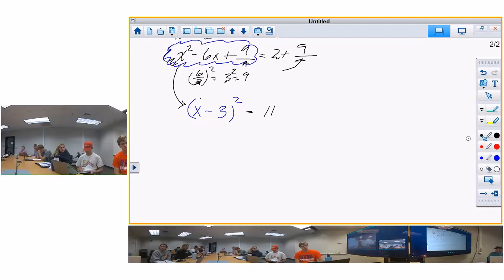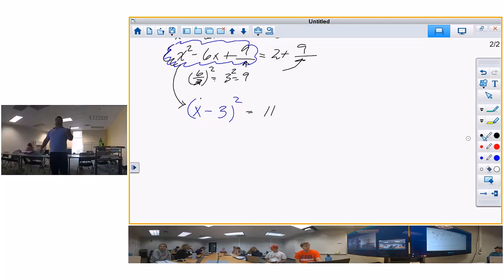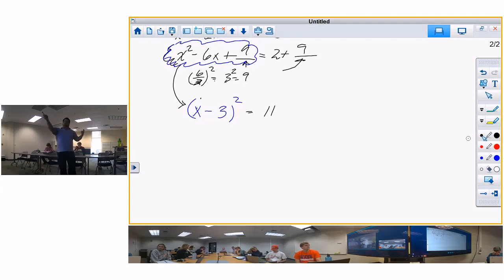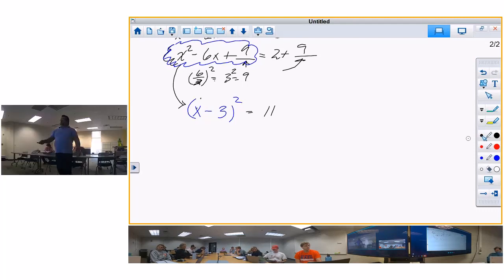Actually, just take the square root of the first term, the square root of the last term. Put it in. What's the square root of x squared? X. What's the square root of 9? 3. And you just put it in the shortcut, a minus b quantity squared. Okay, so here we go.